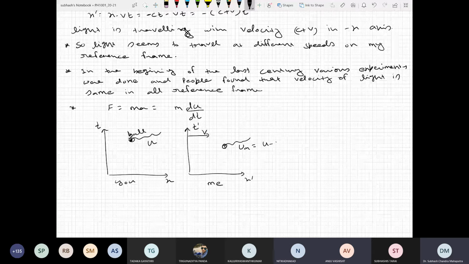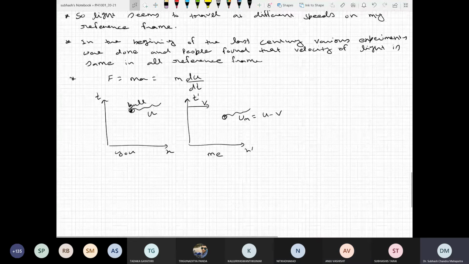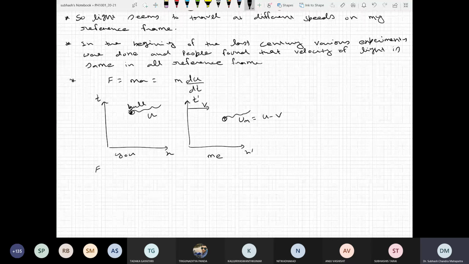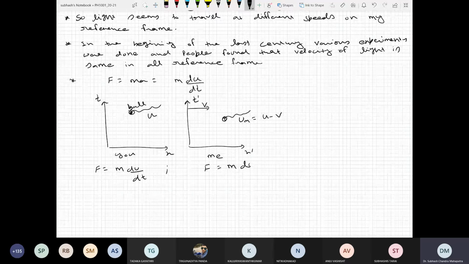U minus v. So now let us calculate the force. So force in u is m du by dt, and the force with respect to me is also m dum by dt.